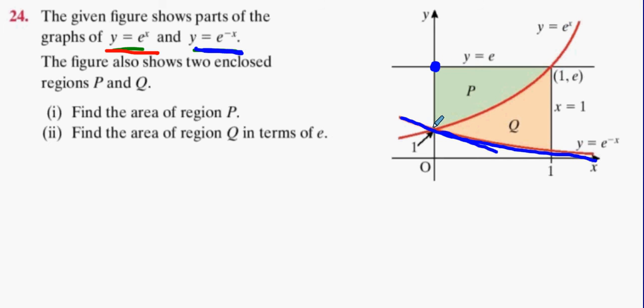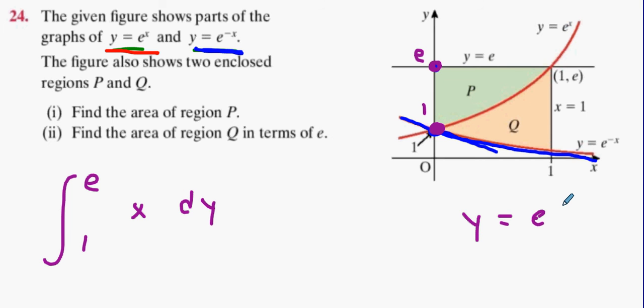Okay? So, purple dots. What's the value of the lower purple dot? 1. What's the value of the higher purple dot? e. Integral of 1 to e, x dy. What's my issue? I have y equals e to the x. I need to get x on its own. How'd you get x on its own, Killian? ln both sides. Happy days.